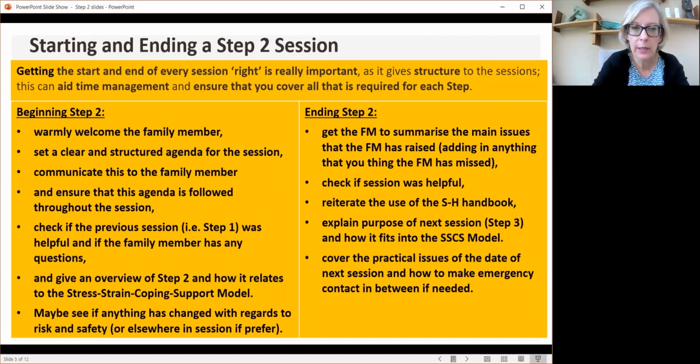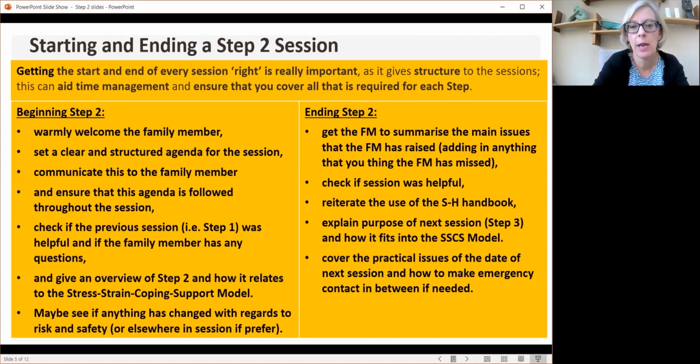We illustrate in the step 1 video what a practitioner might say at the start and the end of step 1. And while we're not going to do this for every step, we do think it's helpful to give an example of what a practitioner might say at the start of step 2. This example will also include consideration of how a practitioner can ensure they check in with the family member about risk. This is a core counselling skill and one that should be covered at every session.